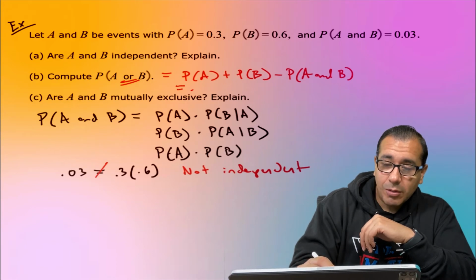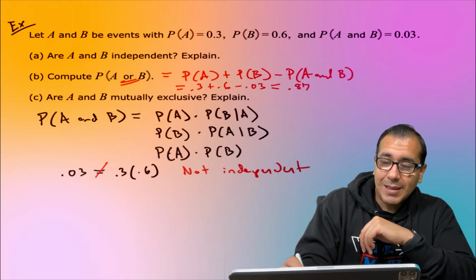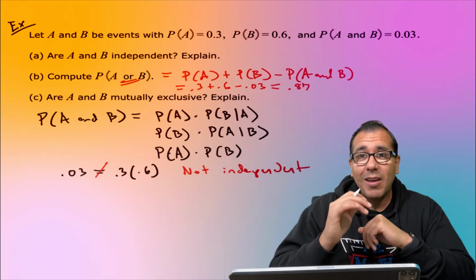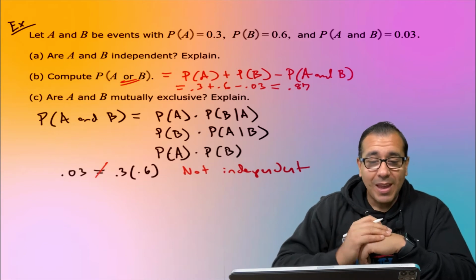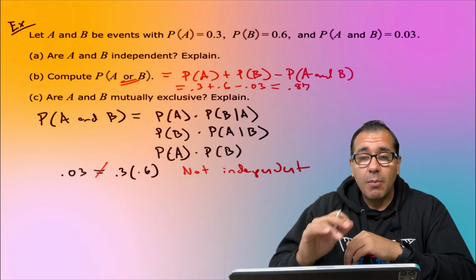So we got 0.3 plus 0.6, which is going to give us 0.9, minus the 0.03, which is going to give us the 0.87 right there. All right, so that's the probability of A or B. And this last question says, are A and B mutually exclusive?